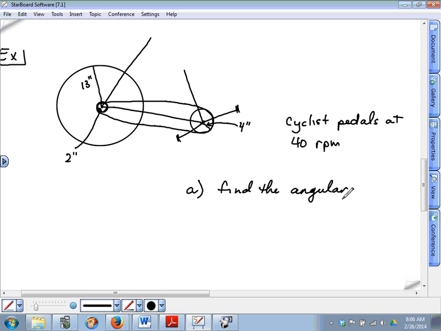Find the angular speed of the 2-inch wheel sprocket. Find the angular speed of the 2-inch sprocket. What was that time sample? What's that time sample? Revolutions per minute.